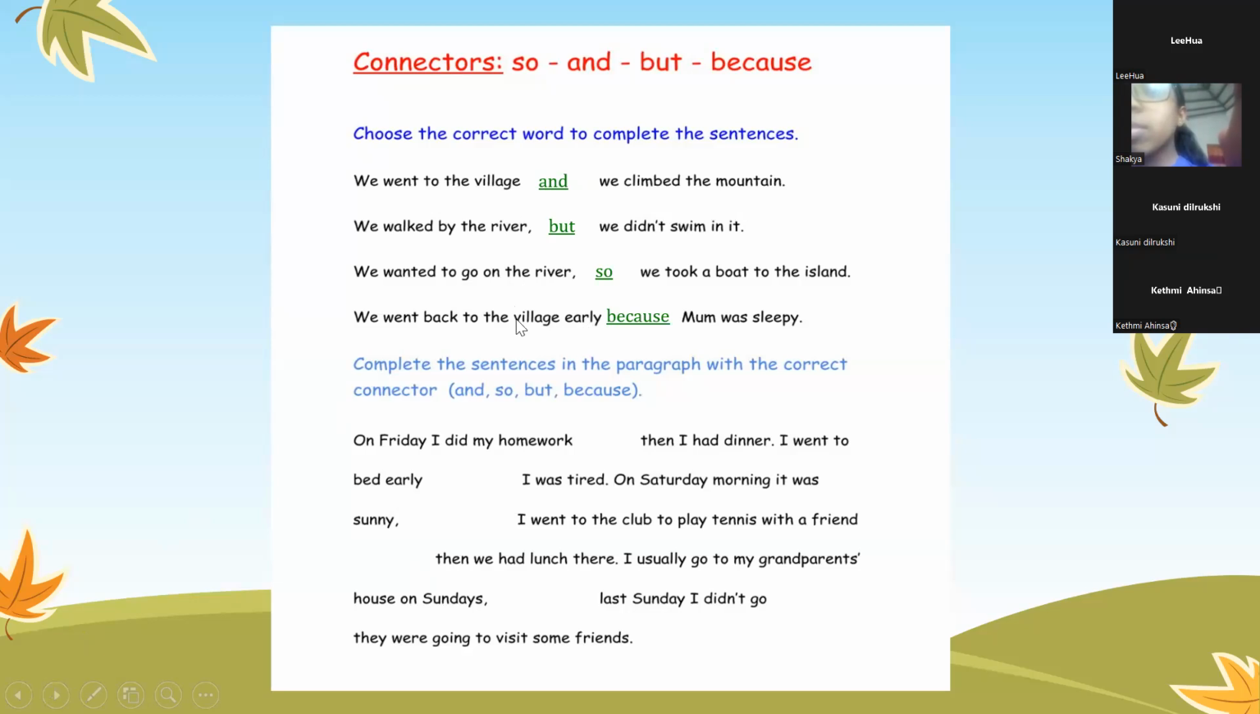Because. Why did we go back to the village early? Because Mom was sleepy. There is a reason, right? Yeah? All right. Okay, no worries. We will try again. We will practice this.